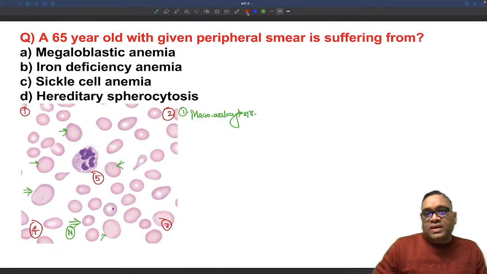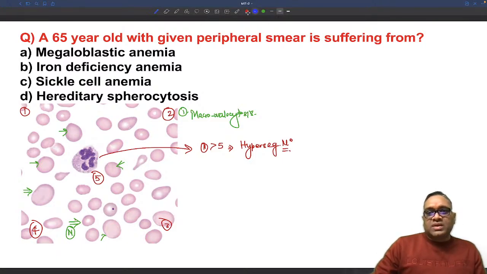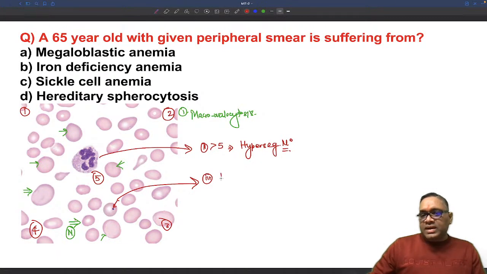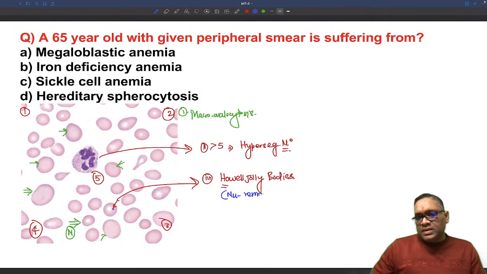Now if you look at this neutrophil, it has more than five nuclear lobes, right? So this will be a hypersegmented neutrophil. Now the third point I want to bring to your attention is this kind of inclusion within the RBC. What is this inclusion in the RBC? This is called a nuclear remnant, also known as Howell-Jolly bodies. These are an important MCQ. These are the nuclear remnant, which is made up of DNA, right?